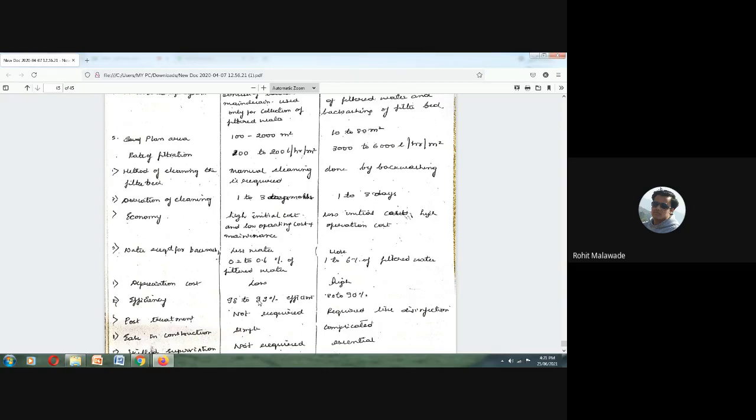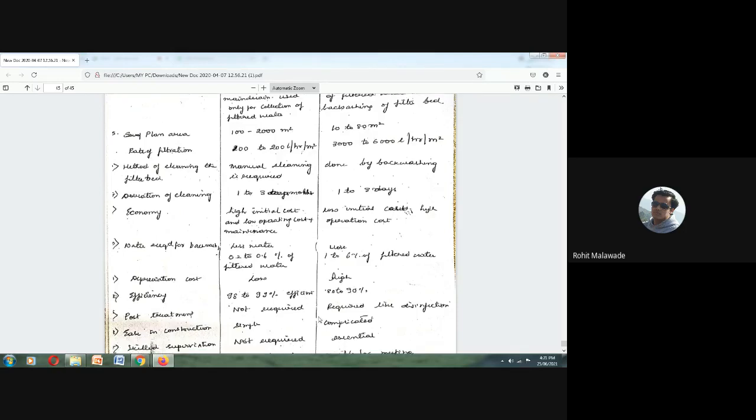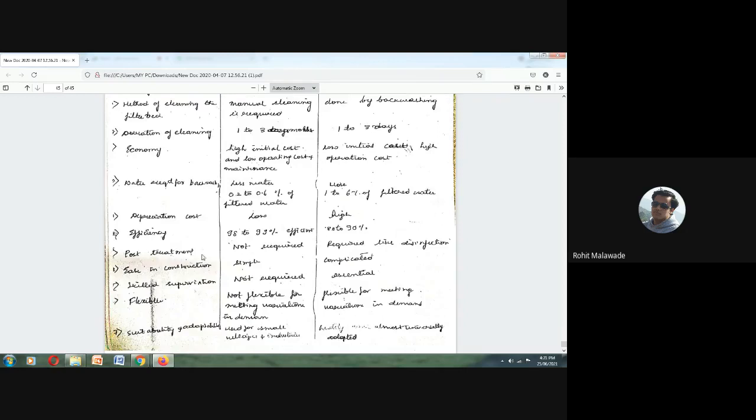Then efficiency: around 98 to 99% of the suspended solids get removed in case of slow sand filter. But in case of rapid sand filter, only 80 to 90% of the suspended particles are removed. Then post treatment: for the slow sand filter, post treatment is not required.